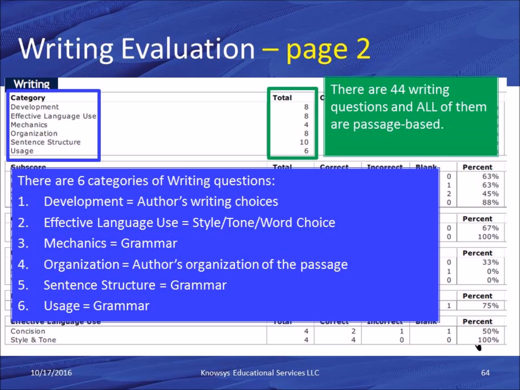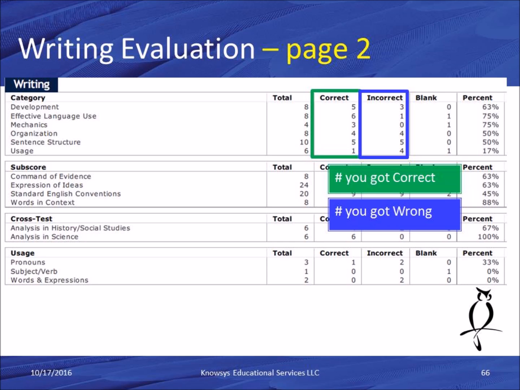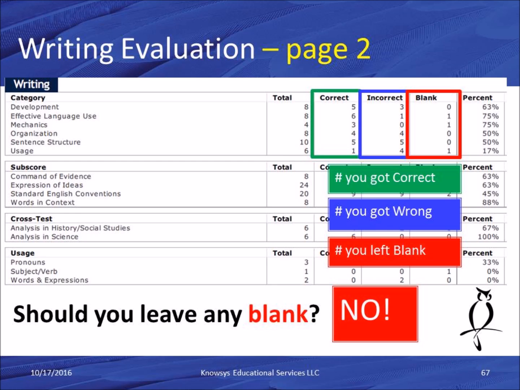Okay, the columns going across, the total number of questions, so there are 44 total grammar questions divided among these 6 different categories. After the total, you see the number that you got correct in that particular category or subcategory, followed by the number that you missed in that particular category or subcategory, followed by the number that you left blank. And of course, you shouldn't leave any blank.